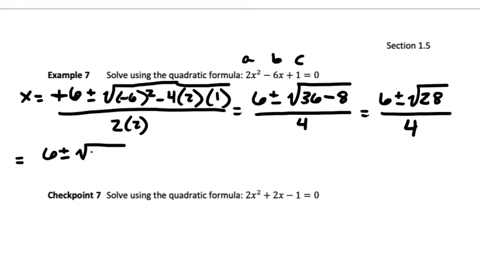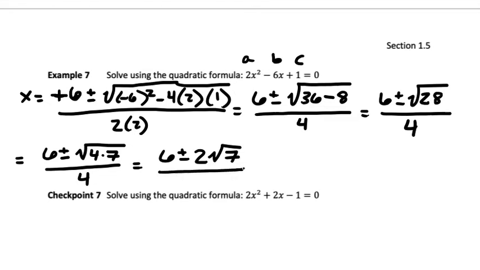So I know that 28 is 4 times 7. I'm just going to keep the other stuff here for right now, the 6 and the 4. So this is going to be 6 plus or minus, square root of 4 is 2, and 7 stays under the square root. This is why we talked about simplifying square roots back in week 1.